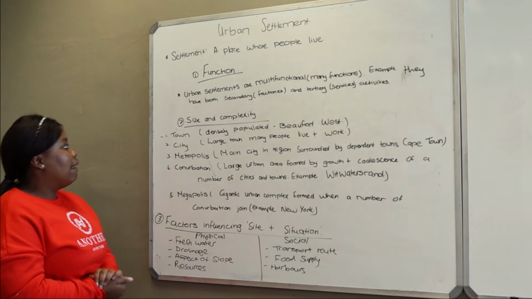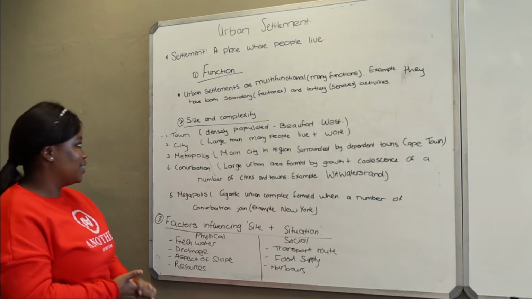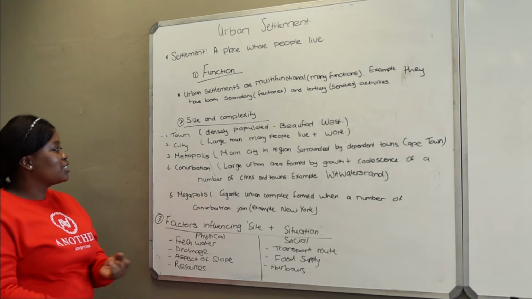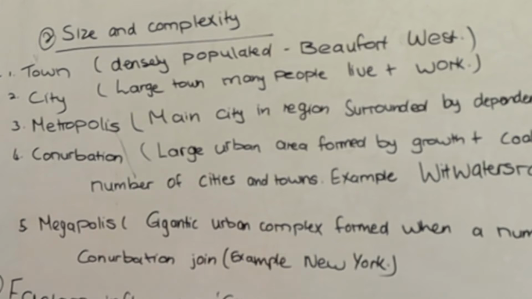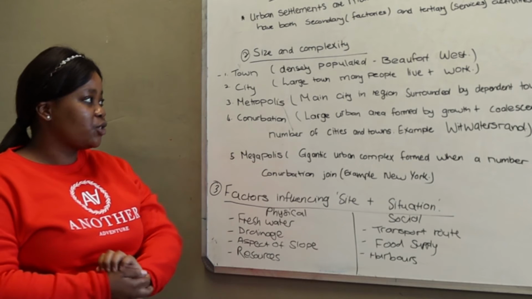Moving along, now we look at the size and the complexity of urban settlement. So, urban settlement consists of a town, a city, a metropolis, a conurbation, and a megapolis. You will be asked these types of questions in your exams, and you must be able to define what each one means. So let's start.